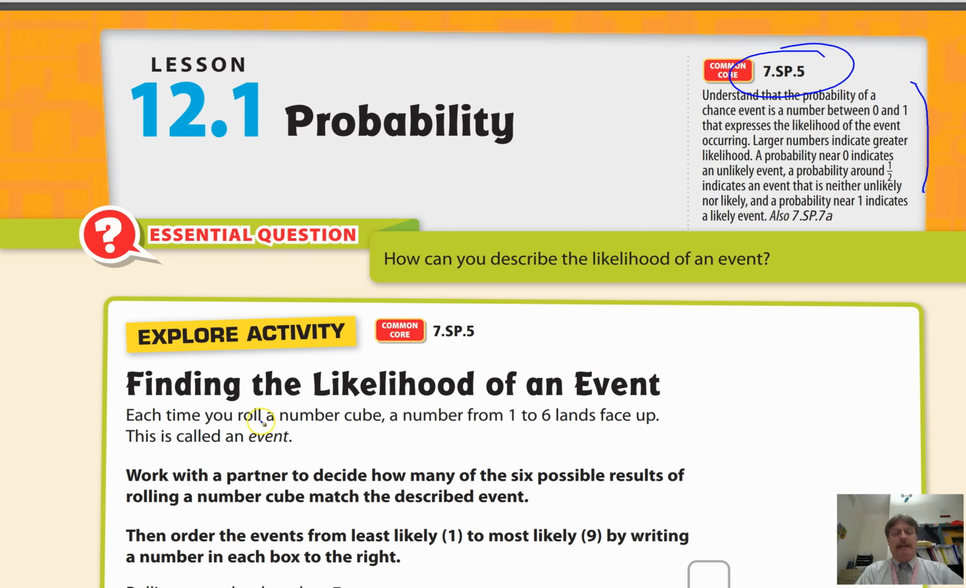We're going to use an example. We're going to use a number cube, which has 1 through 6. That's called an event. What's the likelihood of when you roll 1 cube and you get a 2? Well, the likelihood of getting a 2 is 1 out of 6.